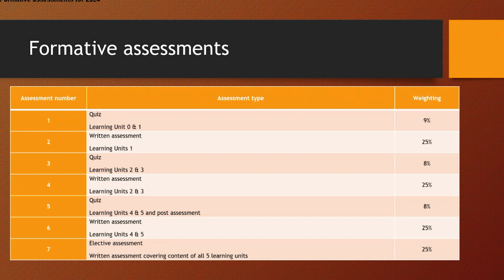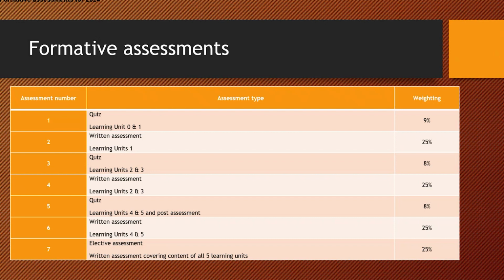The third assessment will be a quiz, which comprises information in units 2 and 3, and that has a weighting of 8% towards your final mark. The fourth assessment is a written assessment, and that comprises units 2 and 3 again. It's like a reinforcement of the quiz, and that comprises 25%. The fifth assessment is units 4 and 5, which is a multiple choice, and that has an 8% weighting.